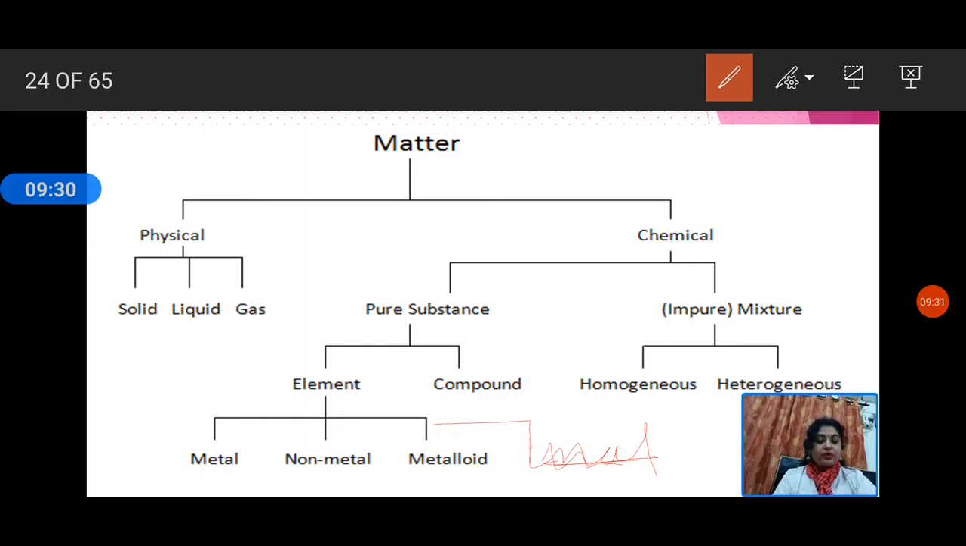Metalloids are the elements which show few properties of metals and few of non-metals. So we can say properties midway between metals and non-metals are referred to as metalloids, and they contain one kind of atoms. They are monoatomic. For example, germanium, arsenic, antimony, bismuth.